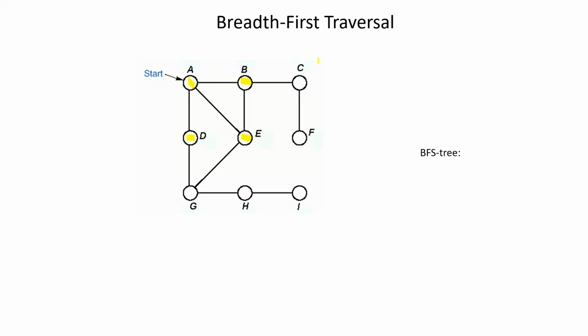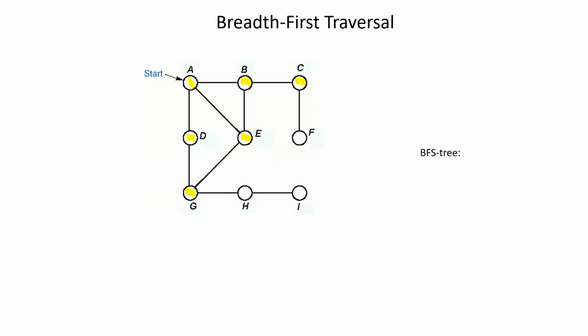Now for vertex D, the adjacent vertices are A and G. From D we don't have any edge towards E or C, only A and G. Among these, A is already visited, so we will be visiting G and inserting it into the queue. Then D is explored, so we have to delete D.